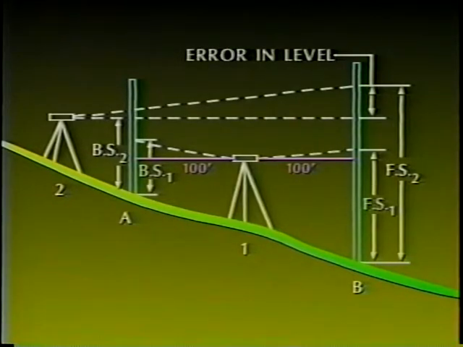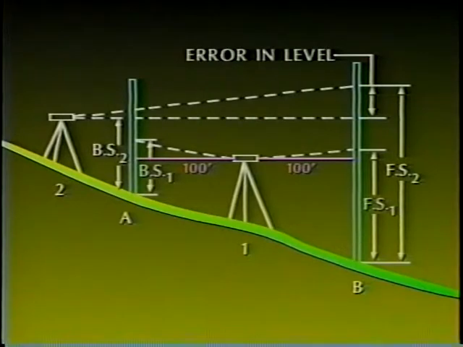The level is turned and the foresight reading, FS1, is taken on the rod at point B. This foresight is subtracted from the level elevation to give the elevation of point B. The level is then moved and set up at point 2, a short distance from the backsight point A. The second setup should be where the backsight point A and the foresight point B can be observed with minimal turning of the level.